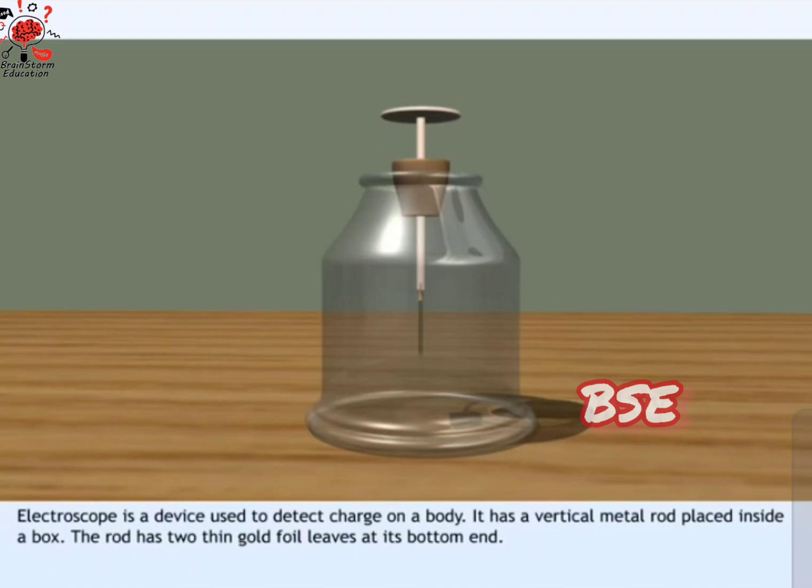Electroscope. An electroscope is a device used to detect charge on a body. It has a vertical metal rod placed inside a transparent glass box. The rod has two thin gold foil leaves at its bottom end.